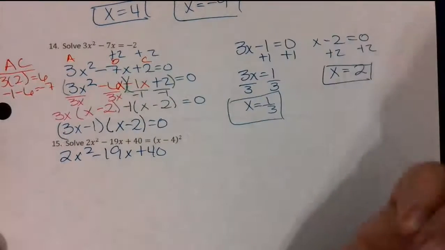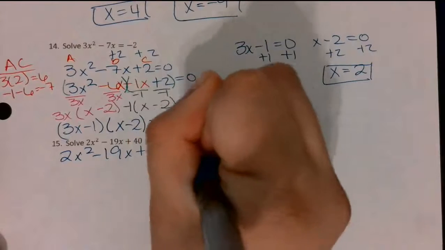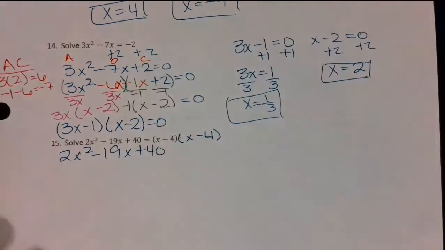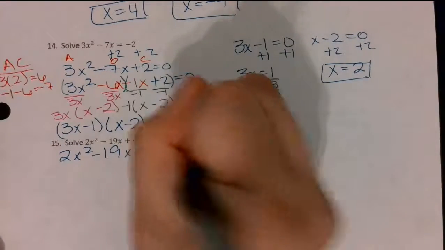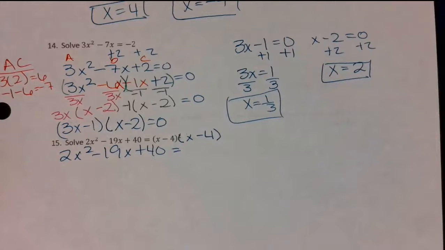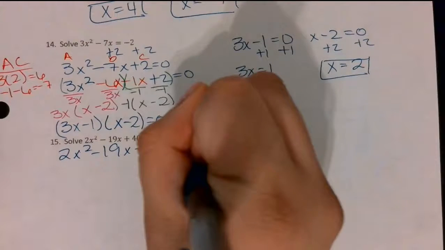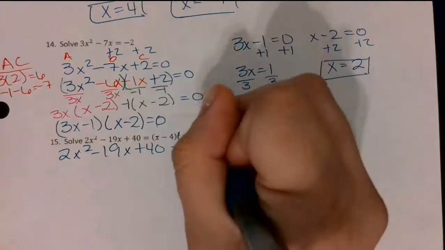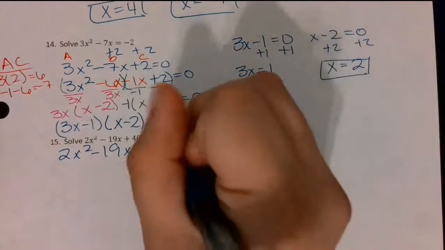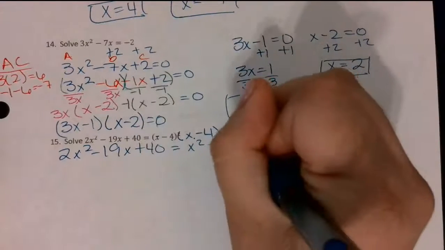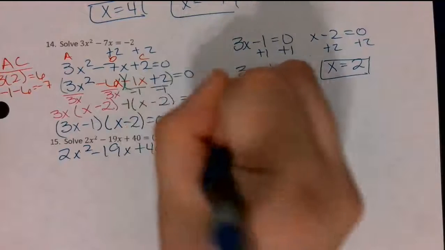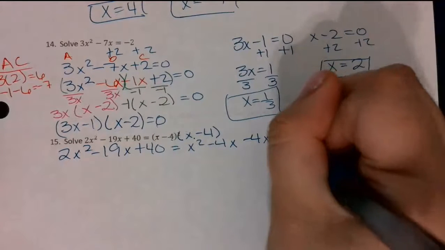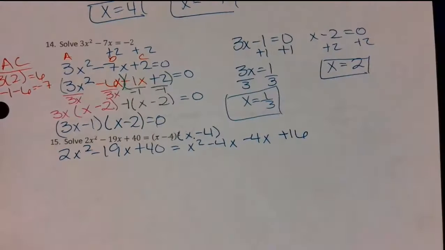Then when I'm squaring this, I actually write it out twice, so I remember to FOIL. Otherwise, it gets kind of confusing and you might forget some of your middle terms. So I have x times x, which gives me x squared, x times negative 4, which gives me negative 4x, negative 4 times x, which is negative 4x. Negative 4 times negative 4 is positive 16.